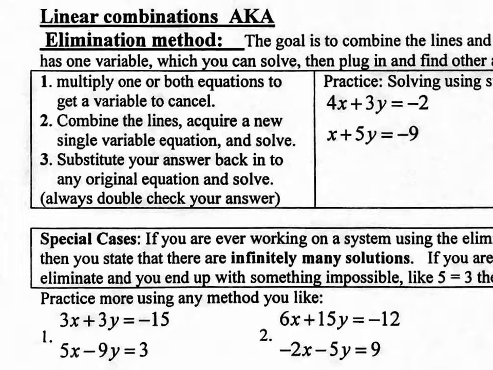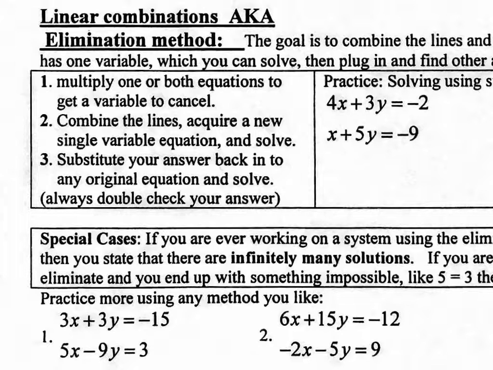So I need to modify either one equation or both equations to get a variable to cancel, either x's or y's. So step 1 says multiply one or both equations to get a variable to cancel. So you need to make a choice. Do you guys want to cancel out x's or cancel out y's? Y. X's. Now, sometimes it's great to cancel out y's. Sometimes it's great to cancel out x's. A lot of you guys just said right now you wanted to cancel out y's.